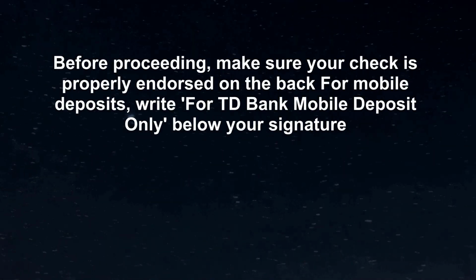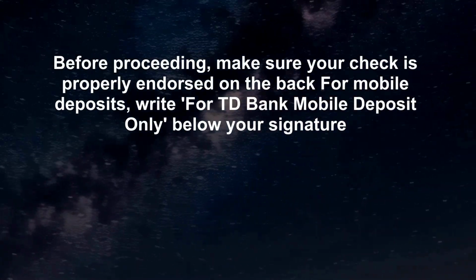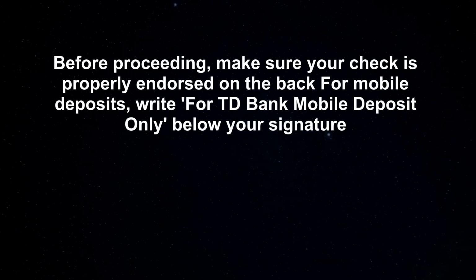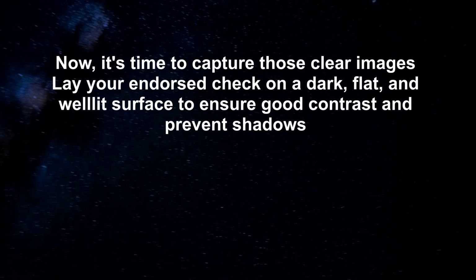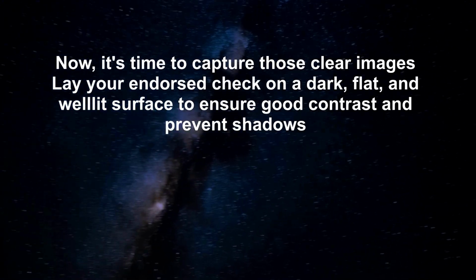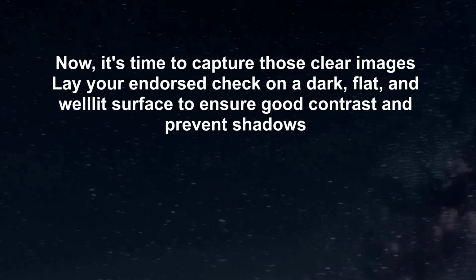Before proceeding, make sure your check is properly endorsed on the back for mobile deposits. Write "for TD Bank Mobile Deposit only" below your signature. Now it's time to capture those clear images. Lay your endorsed check on a dark, flat, and well-lit surface to ensure good contrast and prevent shadows.